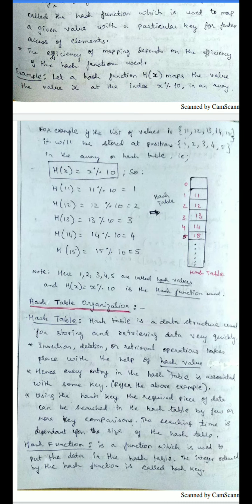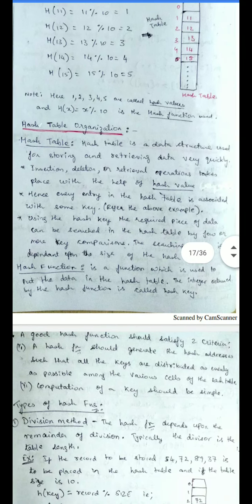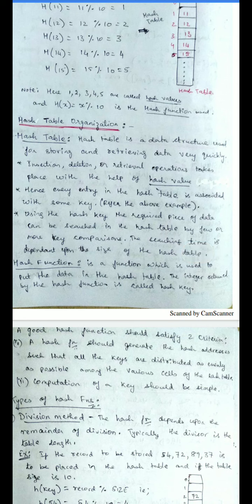Next, hash organization. What is it? It is used mainly for storing and retrieving records using the hash function. So the hash function is used to put the values. Using that key element, the remainder value generated is your address location. So how can you say that the hash function is good? It satisfies two criteria. One is that all the keys are distributed evenly and the computation is easy. Then we can say that it is a good hash function.